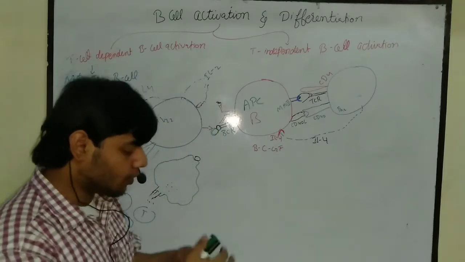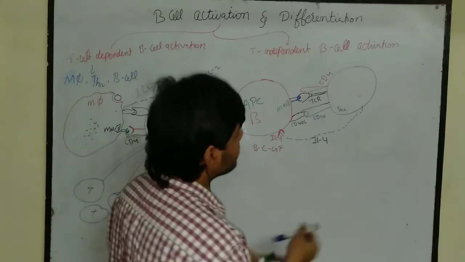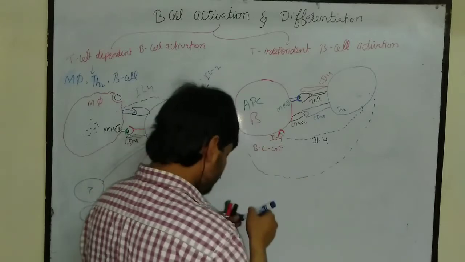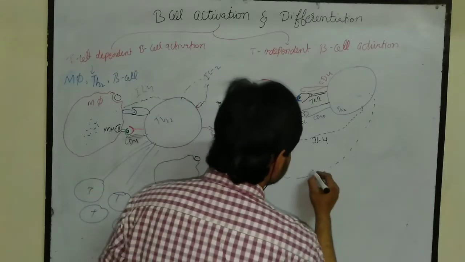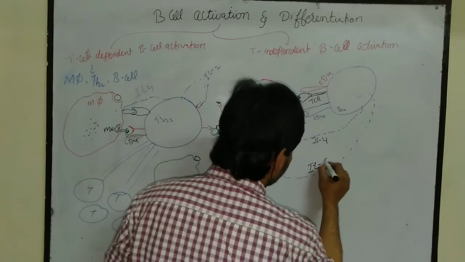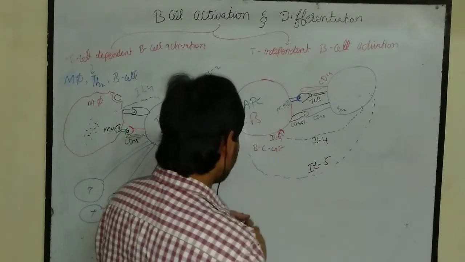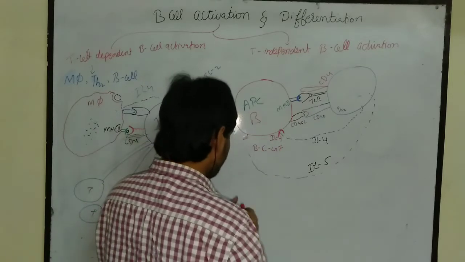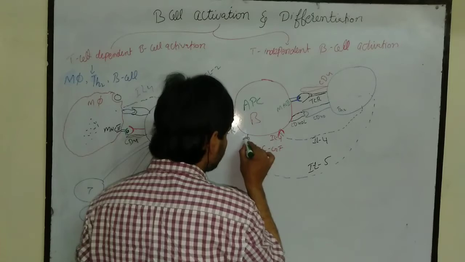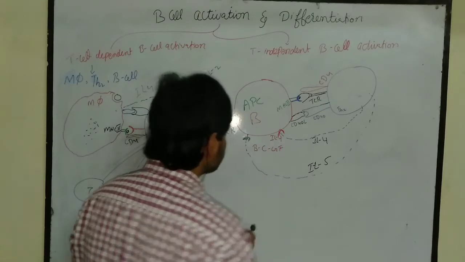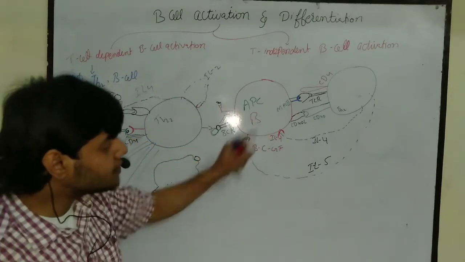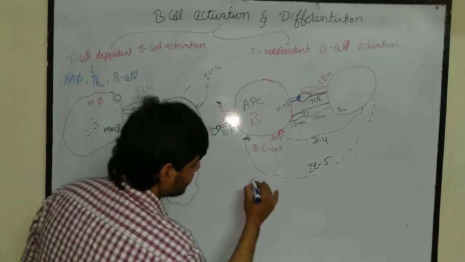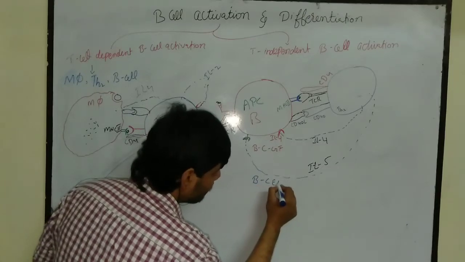But this is not enough. After that, another interleukin is also secreted from the T cell, which we call interleukin 5. This interleukin 5 will also bind with another receptor on the B cell, which we call the interleukin 5 receptor. It binds on it. After that what happens? This B cell will be expanded, or this interleukin 5 is actually acting as a B cell expansion factor.